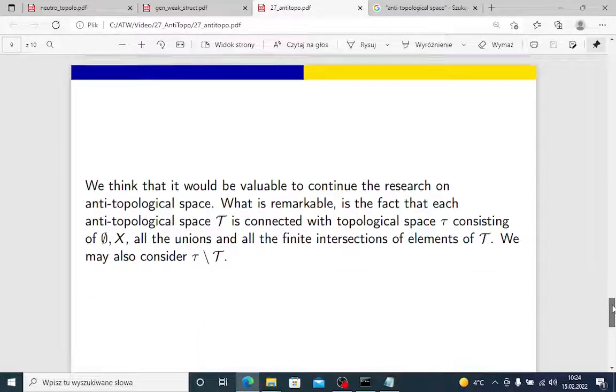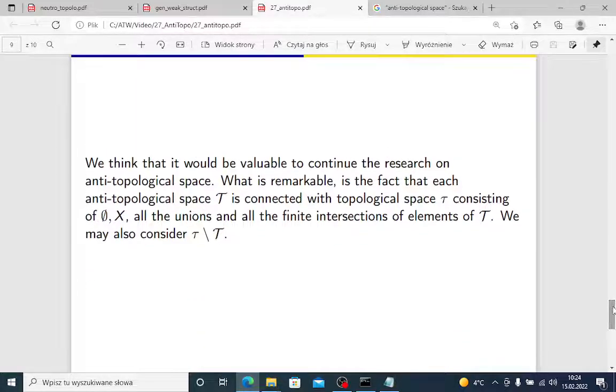And finally, we think that it would be valuable to continue the research on anti-topological spaces. What is remarkable is the fact that each anti-topological space T is connected with a topological space tau, consisting of the empty set, the whole universe, and all the unions and all the finite intersections of elements of T. We may also consider tau minus T. So that's all for today.